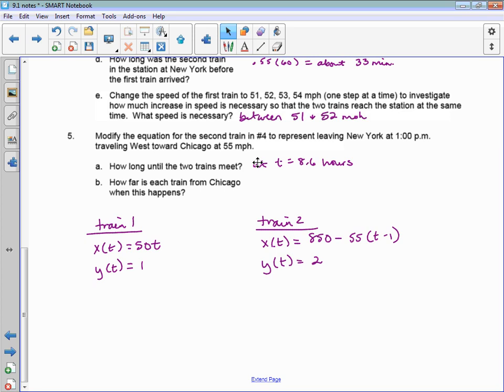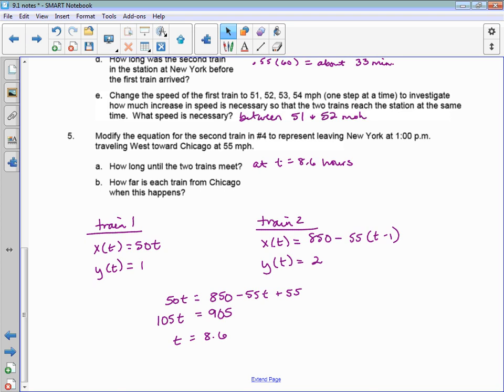So I'll go down here. I've got a little, so 50T. You maybe didn't distribute your negative because it'd be minus 55T and then plus 55. You had that? Okay. So if I add my 55T, I'm at what, 105T? And this would be 905. Oh, I'm sorry. I was subtracting. Oh, okay. All right.